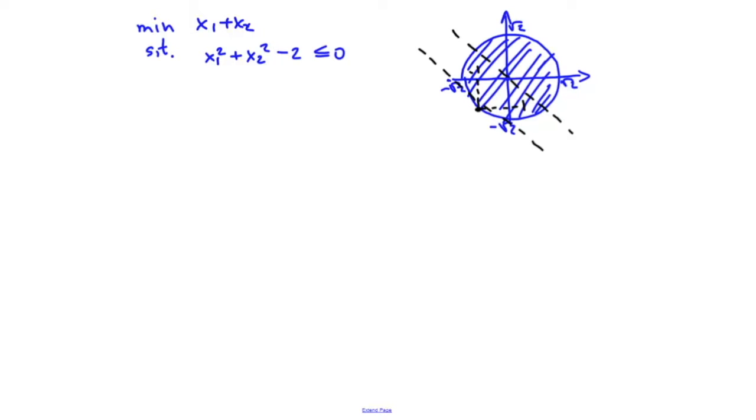Now let's apply the optimality conditions to this problem. So first we'll write down the Lagrangian. So we have L(x, mu). In this case we don't have the equality constraints. It's given by x1 plus x2, and then plus mu multiplied by x1 squared plus x2 squared minus 2. So this is our Lagrangian, right? And then we formulate the KKT conditions.